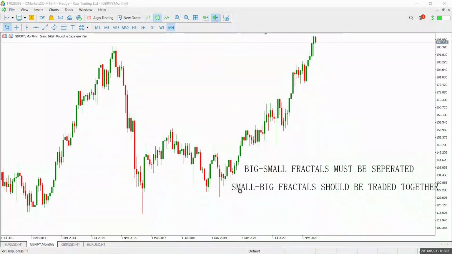That is, if price goes from a big fractal to a small fractal, it must be separated. Why? Because a break of the small fractal does not affect the big fractal. It's important to take note of this. While a break of the big fractal affects all of the smaller fractals behind it. Okay, let's take it again. A break of the small fractal does not affect the big fractal, while a break of the big fractal affects all of the smaller fractals behind it. This is very important in the knowledge of fractals.